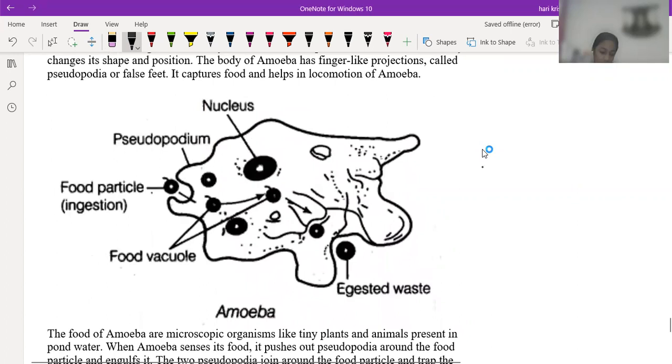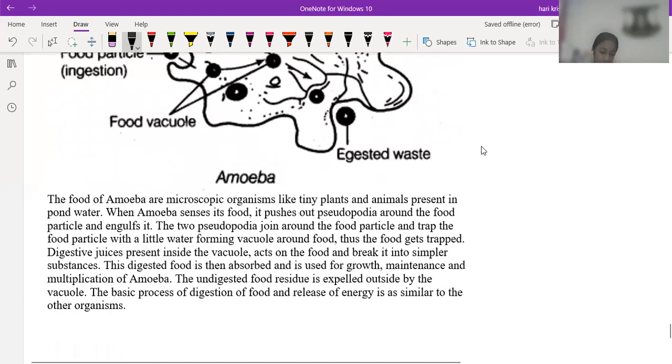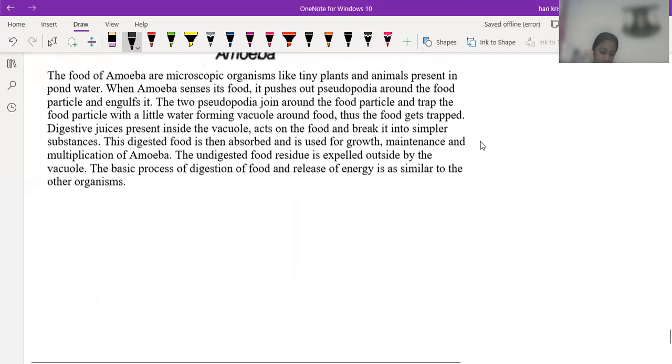Okay, but entirely it is different, right? It will not produce pepsin, trypsin and all, like how it is produced in human beings. They have their own enzymes, their own juices will be there. Okay. So this is all about how the digestive system works in the amoeba.